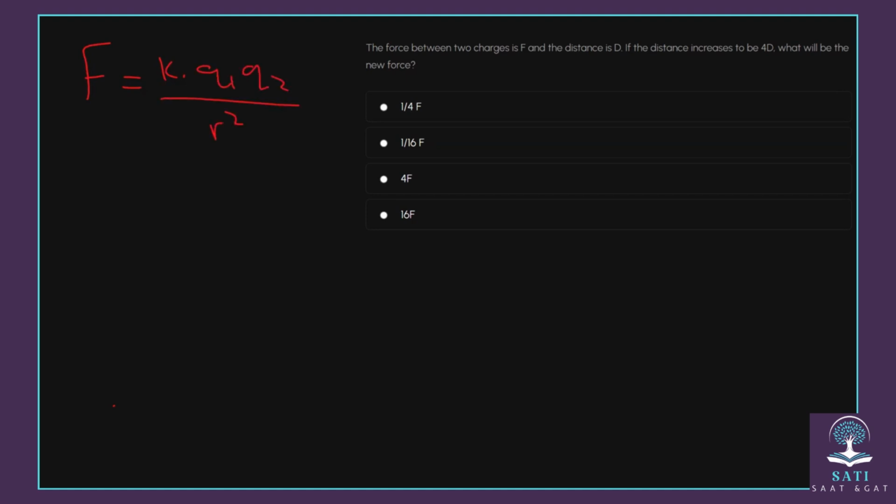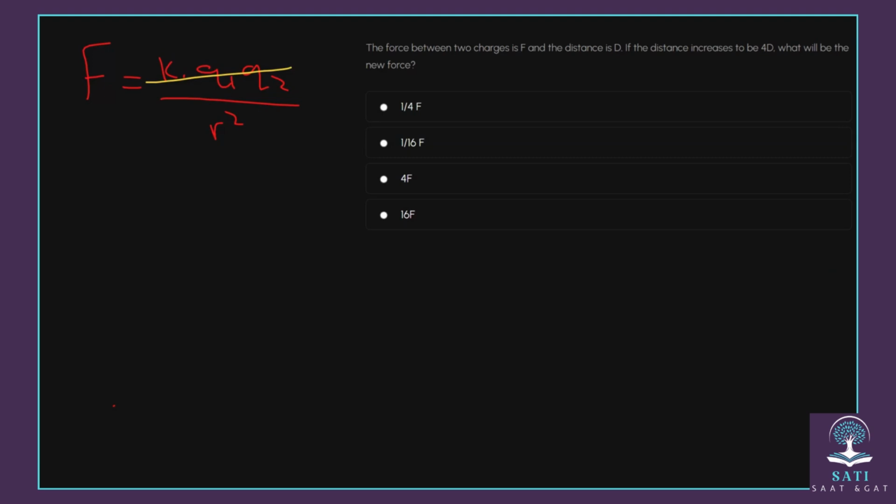Okay, if we are comparing here now the force and the distance, that means K and Q1 and Q2 are the same. They are the same, so we don't compare them. So these are like cancelled, or 1.